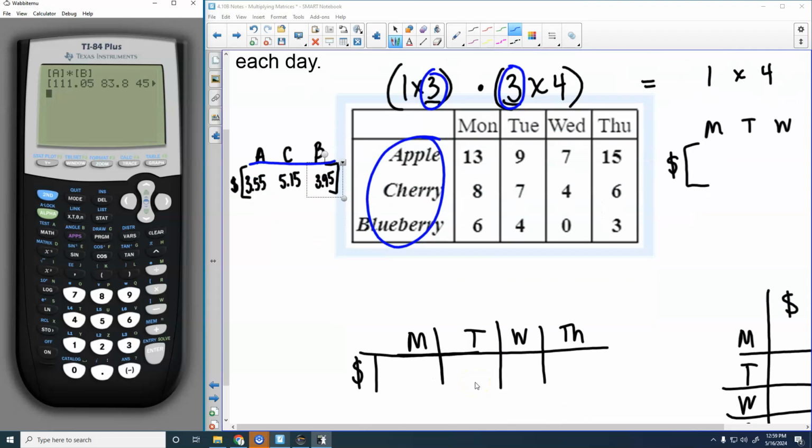And so on Monday, they made $111.05. On Tuesday, it's $83.80. Don't hit anything. If you hit the over button, it'll scroll so you can see the rest of the column. $45.45 on Wednesday, and $96.